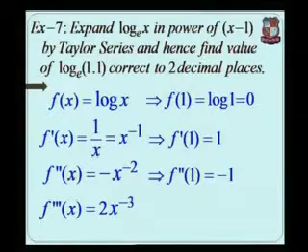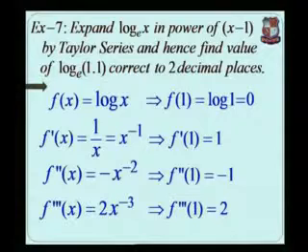We find out the third derivative, that is 2x⁻³, because minus minus is plus, 2x⁻²⁻¹, so the third derivative is 2x⁻³. Value at the point 1, f'''(1) is equal to, x replaced by 1, so 1 raised to -3 is 1, so 2 into 1 is 2, and so on, because it is an infinite series.